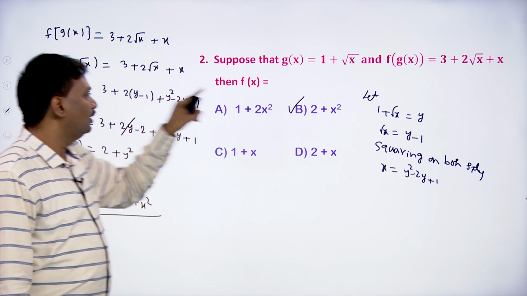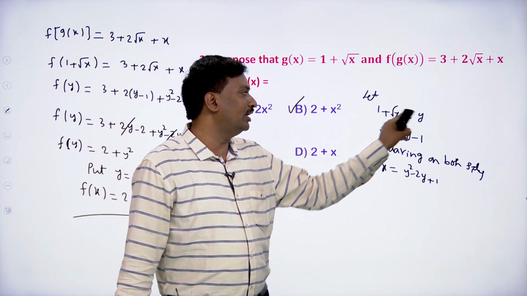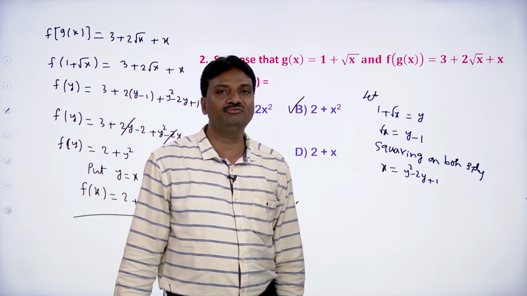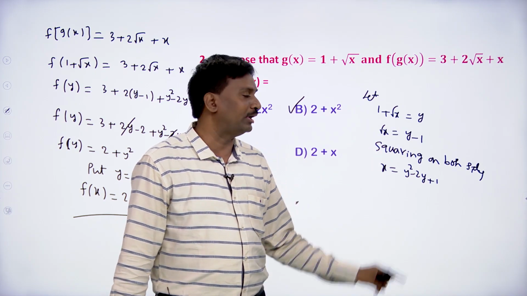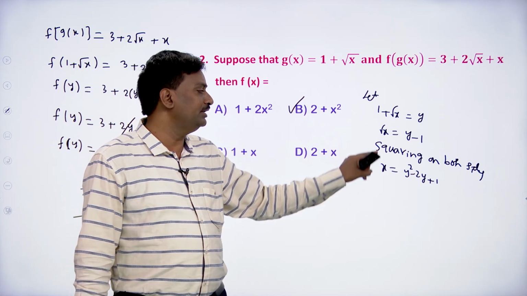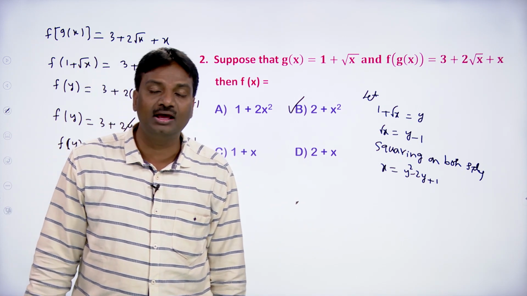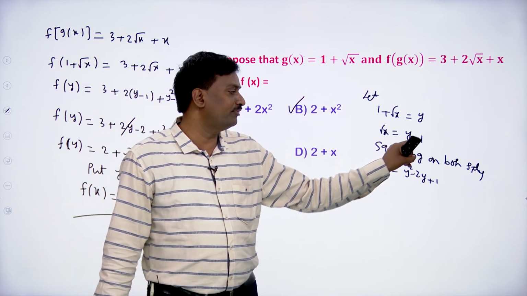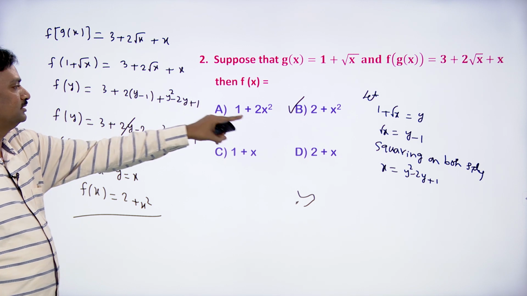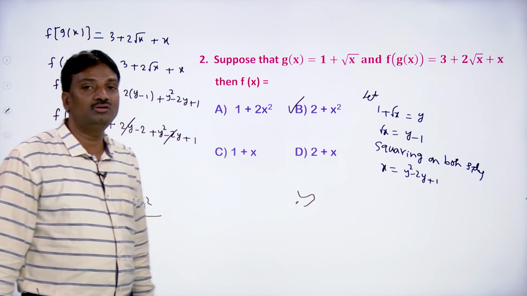So here let us suppose that 1 plus root x is some y. So by taking 1 to this side, we can write root x equal to y minus 1. By squaring this on both sides, root x whole square is x equal to y minus 1 whole square. That should be in the form of a minus b whole square, a square minus 2ab plus b square. So y square minus 2y plus 1. So f of y equal to 3 plus 2 into root x, y minus 1, plus x, y minus 1 whole square. By simplifying this, we have gotten f of y equal to 2 plus y square.